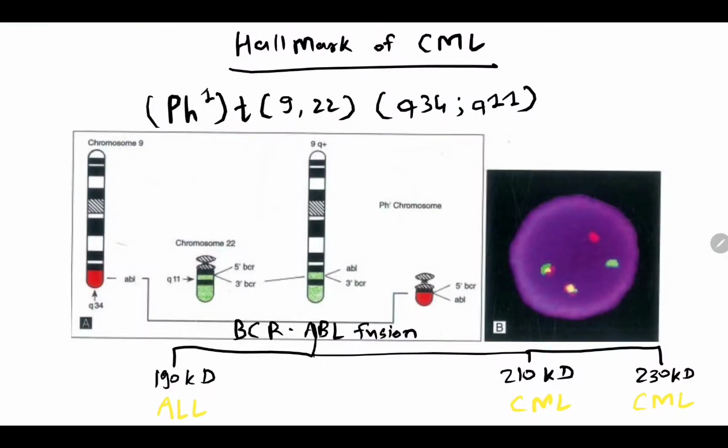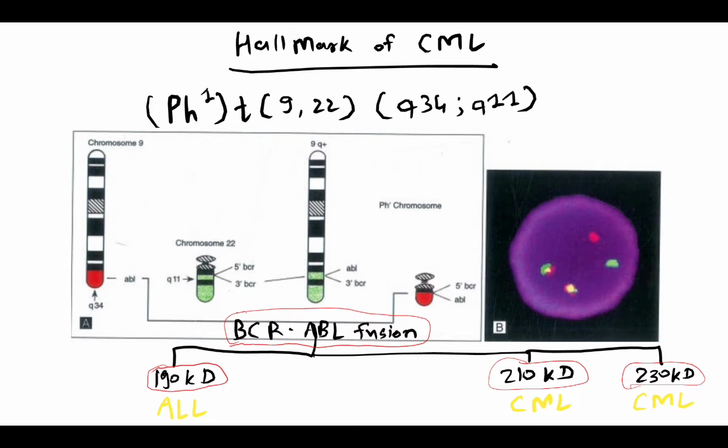Now, the hallmark feature of CML we all have to remember is the Philadelphia chromosome translocation 9;22, and it makes a BCR-ABL fusion gene, which is of different types of molecular weights like 190 kilodalton, then the 210 and 230. Yes, this is based on the response to tyrosine kinase inhibitor drugs. As we all know, the pathogenesis is the tyrosine kinase overactivation.